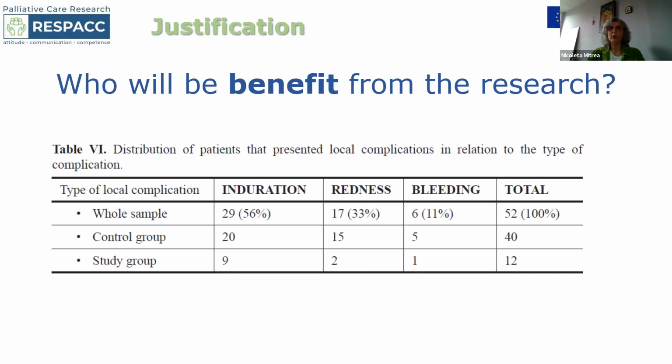Now, in regard to who will be benefiting from the research, first of all, we were thinking the nurses would be the ones benefiting. Yes, the research will answer some doubts that we were having, but when going deeply into the process, we realized that first of all the patients will be the beneficiaries of our research, and as important as the patient, there are families, and I will explain a little bit more about this later.